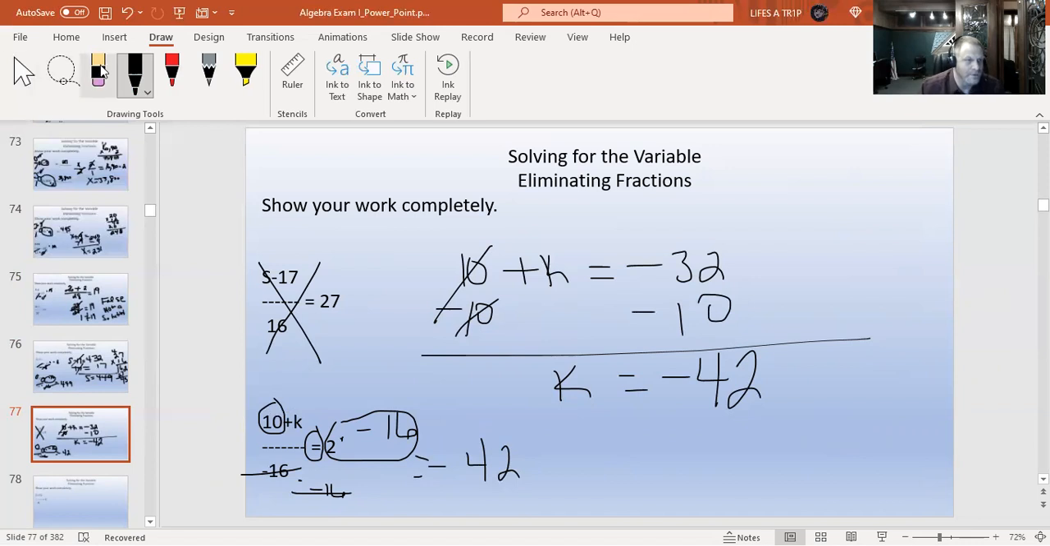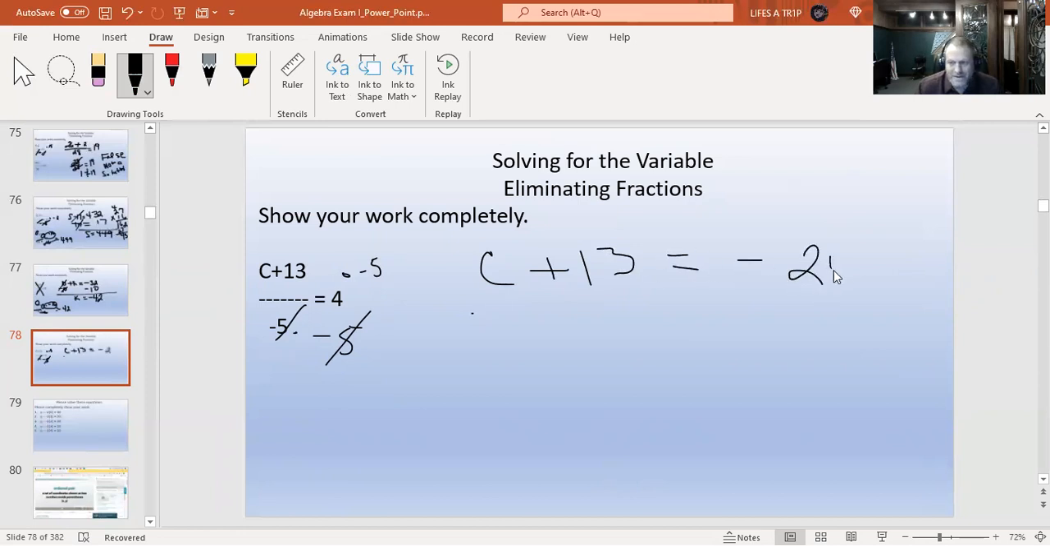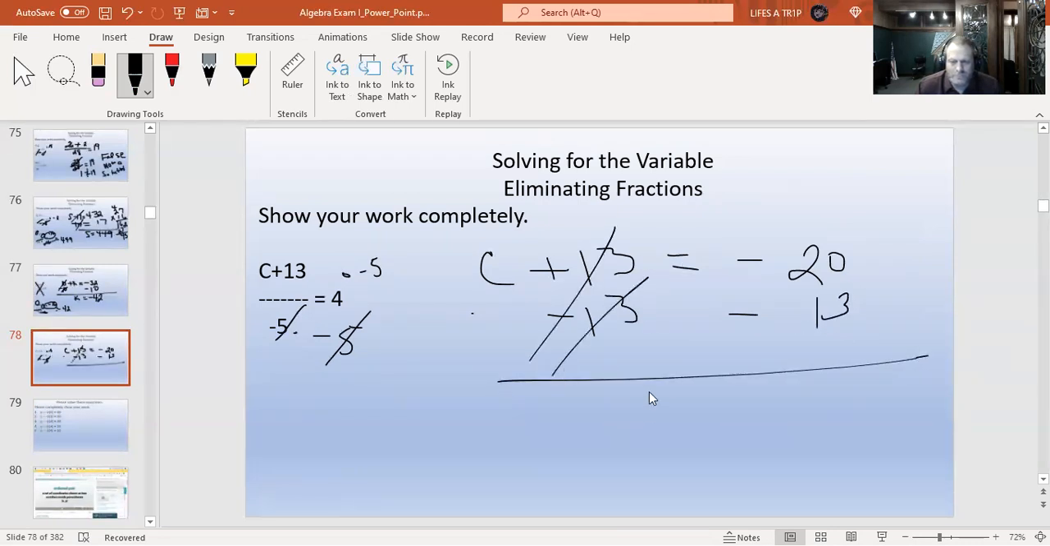Let's do one more. All right. So C plus 13 over -5 equals 4. Let's go ahead and get rid of that -5 and do it to the other side too, -5. All right. Cancel, cancel. And we're going to have C plus 13 equals -20. And then get rid of that 13 and get that C by itself. And C equals -33.